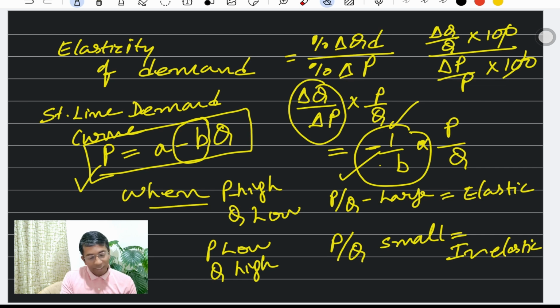But what is important is that the ratio of P by Q is changing. When P is very high, the price being very high, P by Q will give you a large number. That is going to make it elastic. And when we go to the bottom of the straight line demand curve, P by Q will give you a small number, and that's why it's going to become inelastic.